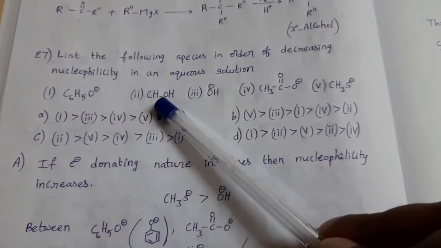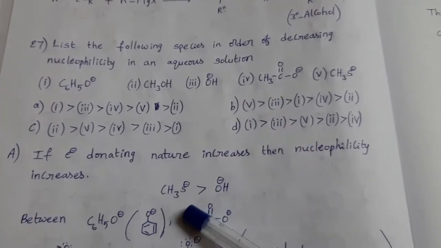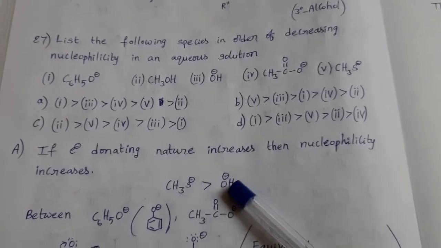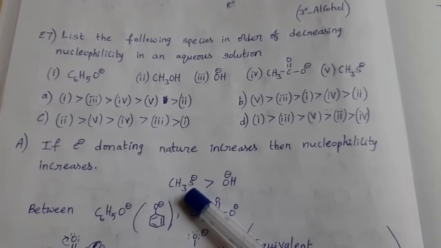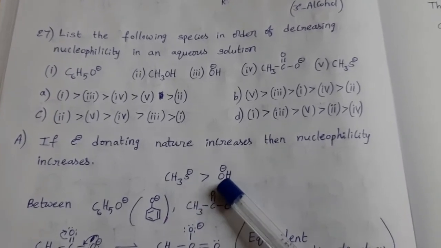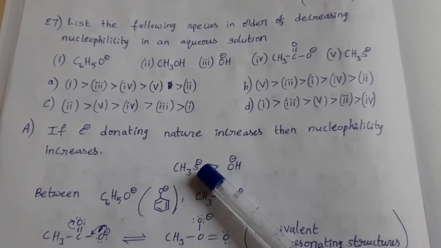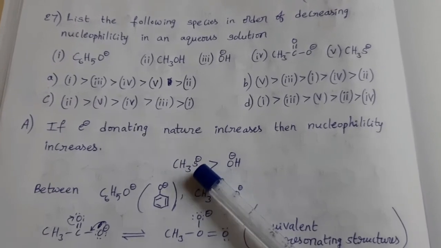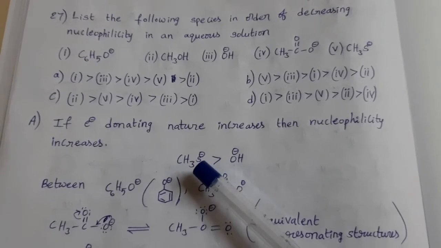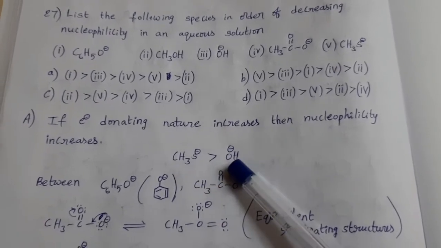So here, except this compound, the remaining 4 are all anions. That means having negative charge. Say this: CH3S minus and OH minus. Between these two, CH3S minus has more nucleophilicity than OH minus, because here sulfur has negative charge, here oxygen has negative charge. These two elements belong to the same group, but electron donating nature is more for sulfur since its size is bigger, so it can easily donate electron. That means it can easily attract a nucleus. That's why its nucleophilicity is greater than OH minus.